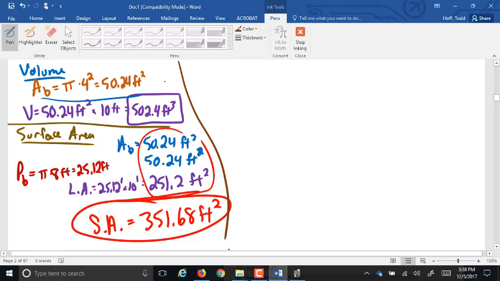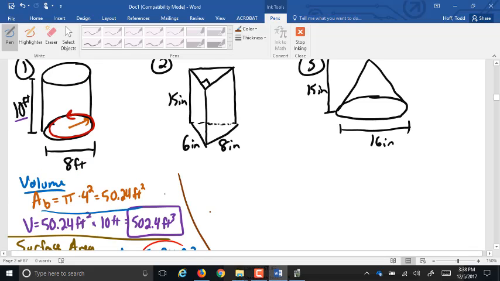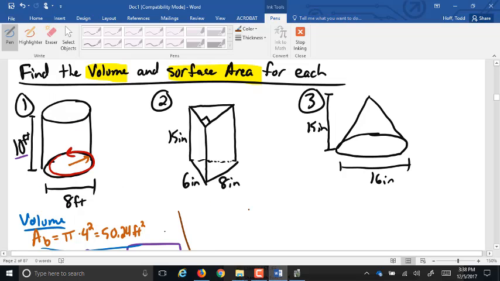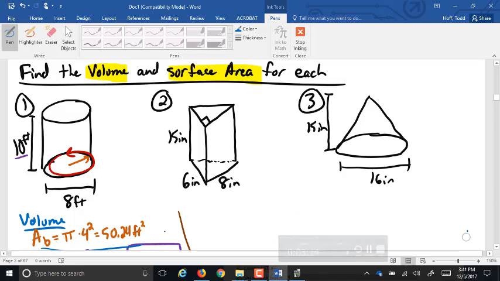Any questions on that one? Okay. How many of you are done with number 2? Okay, just a couple of you. I'm going to give you a couple more minutes to work on 2 and 3. We'll talk about them here in just a little bit. Just wanted to make sure you guys were on the right track.